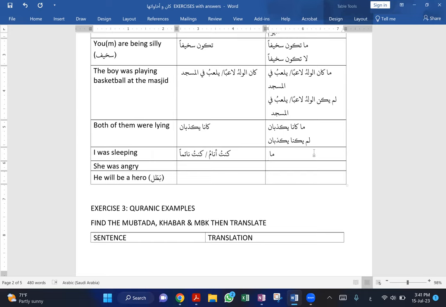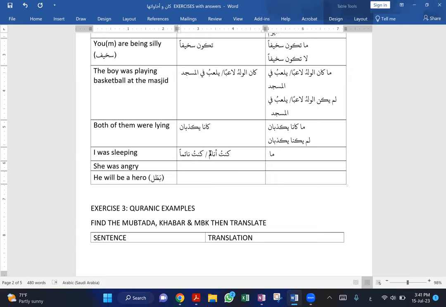Mr. Ilham, this is I was sleeping in the jumla ismiya, right? Kuntu na'iman. This part is the jumla ismiya. But the first part, kuntu anamu, anamu is the fi'l. So when we are negating, remember we negate according to the fi'l. Like maadi, kuntu is in the past, so we'll negate it according to the past. We had the same confusion last week. Remember? Yeah, it's getting confused again. So Kana, we'll negate according to kuntu.